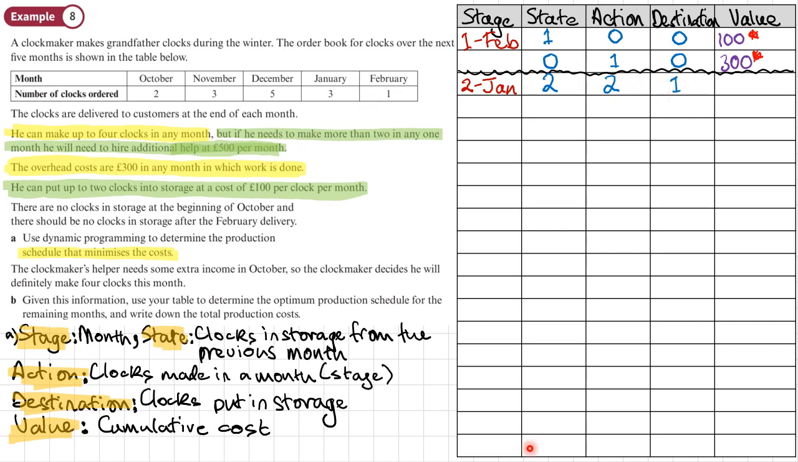So this is going to be a storage of 2 clocks from the previous month. Okay, so that's going to be £200. It's £100 per clock.